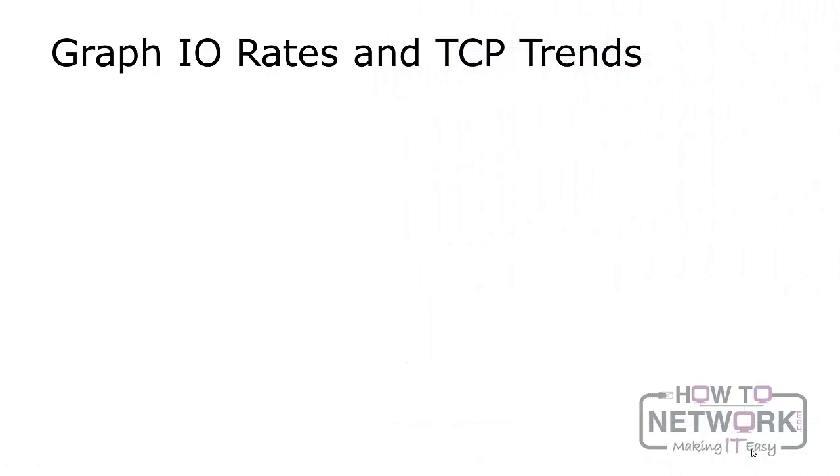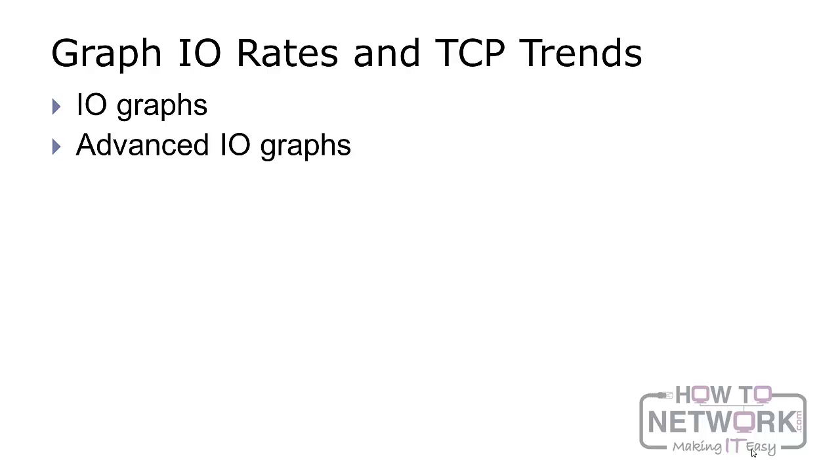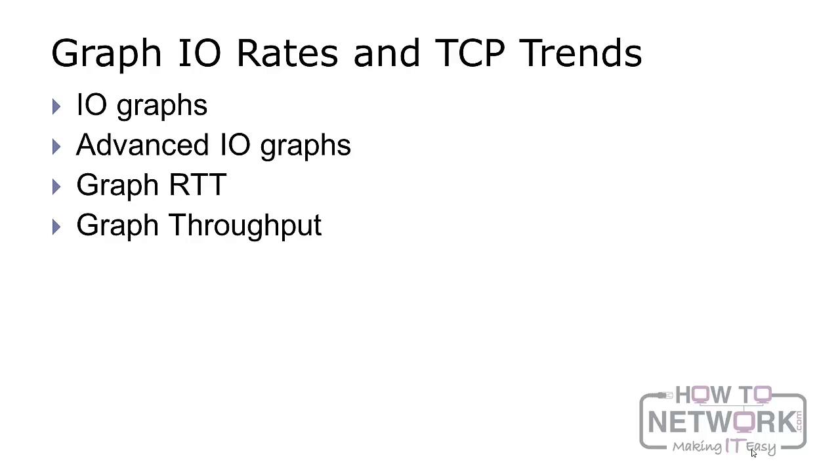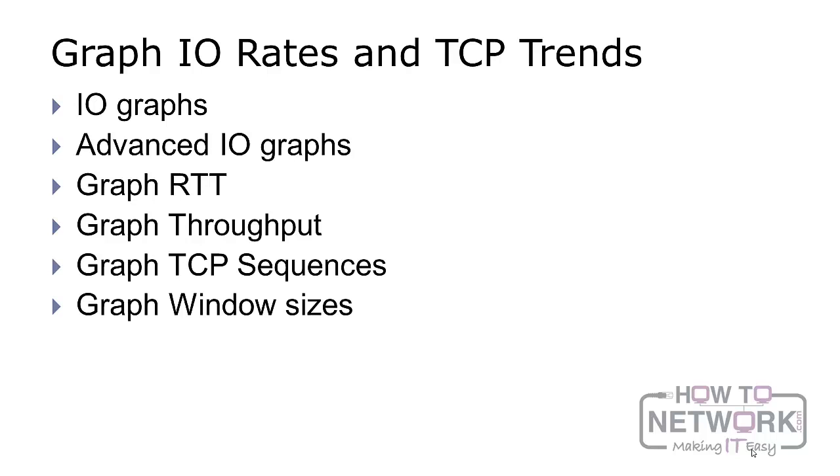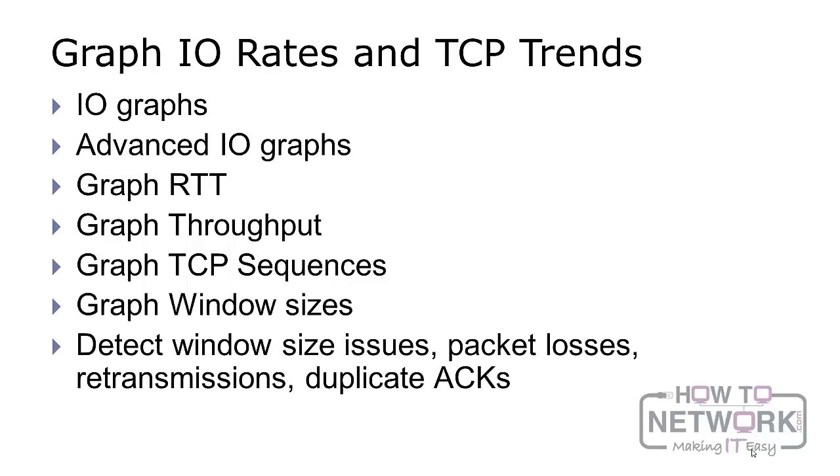In this video, we've learned how to graph I/O rates and TCP trends. At the beginning, we discussed the I/O graphs and advanced I/O graphs. We've learned how to graph RTT, throughput, TCP sequences, and window sizes. Also, how to detect window size issues along with packet losses, retransmissions, and duplicate ACKs using those graphs.